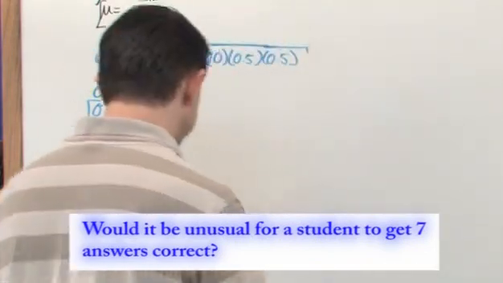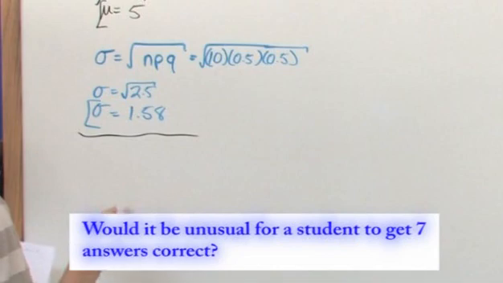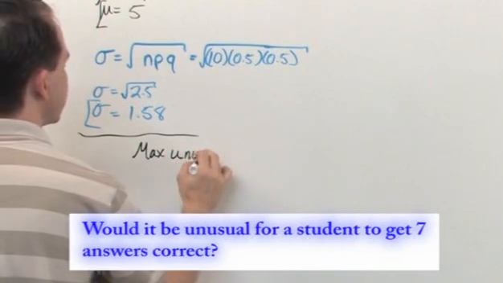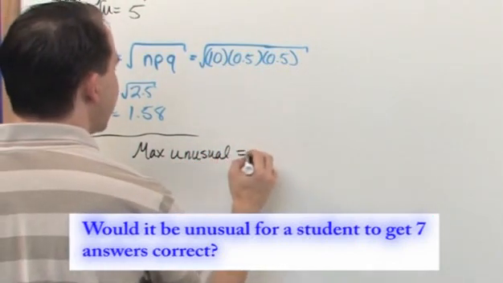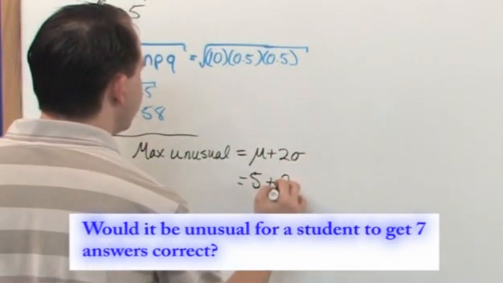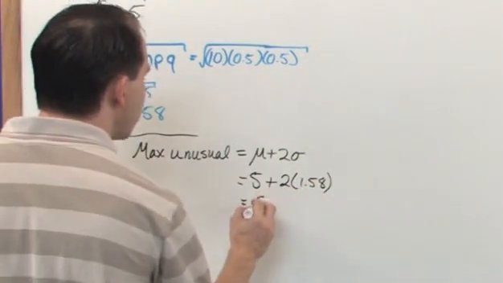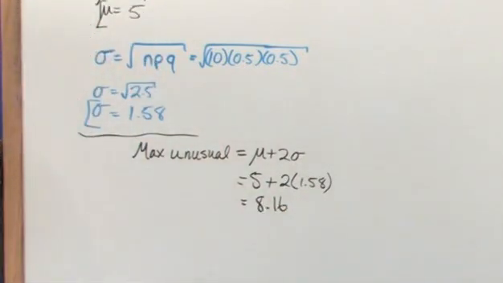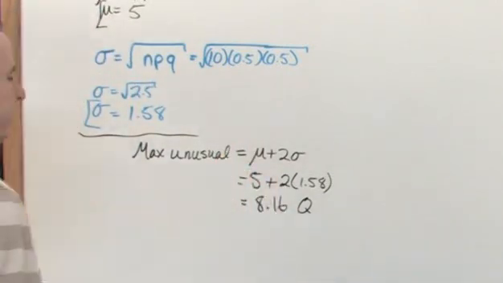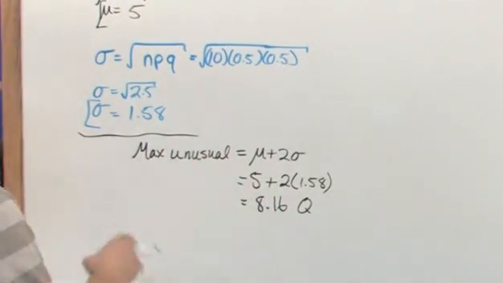And we're going to use the concept of the standard deviation to tell us that, because we know that 95% of the people fall within plus or minus 2 sigma. So the maximum unusual number of questions that you would get correct would be the mean plus 2 sigma, which would be the mean of 5 plus 2 times 1.58. Okay, so the maximum unusual number of questions that you would get right is 8.16. There's nothing magical about 8.16. It just means that on average, 95% of the people are not going to get that many questions right. They're going to be within 2 sigma on either side of the mean.